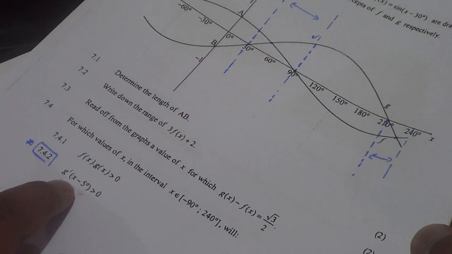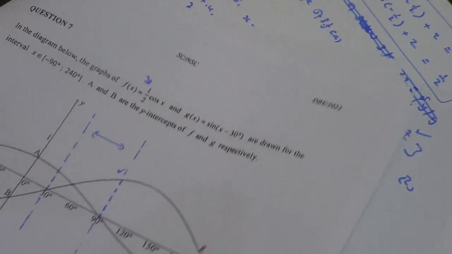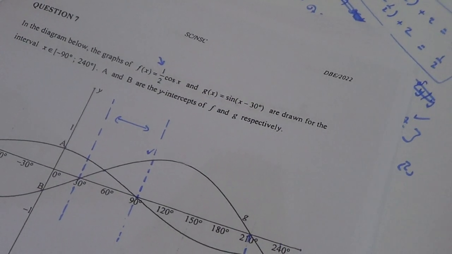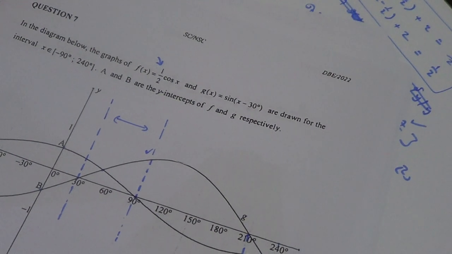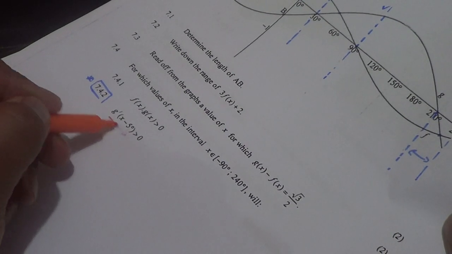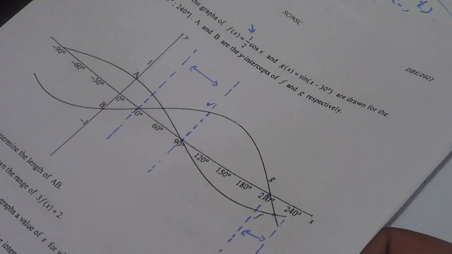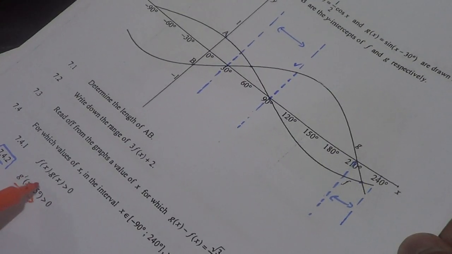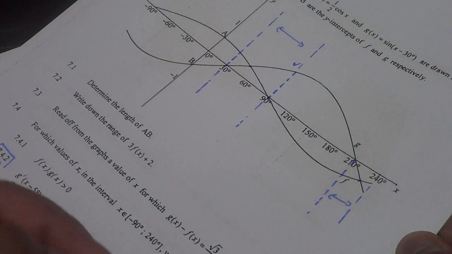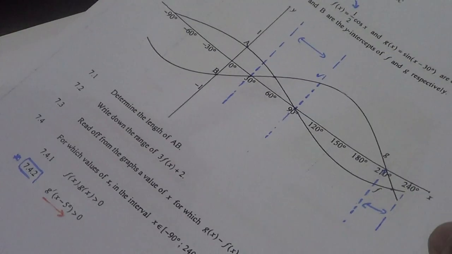But now this one is telling us that our graph of g, what this simply means is that we're looking at the gradient of the graph of g that is positive, but what is happening to g? We have shifted it 5 degrees to the right. It's already shifted, so we're going to shift it a further 5 degrees. So let's have a look.